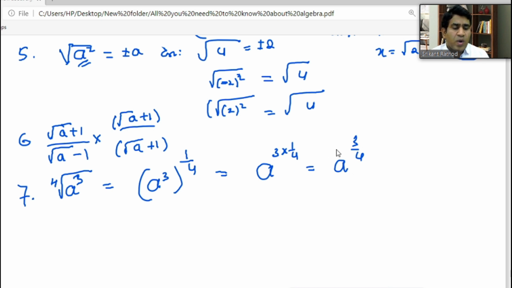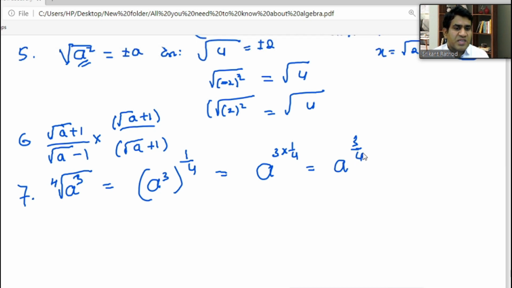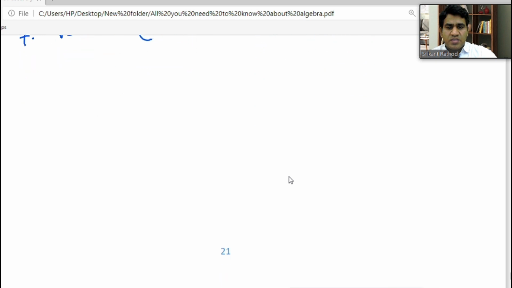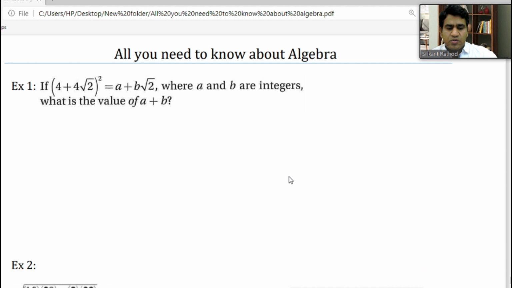So remember, whatever I'm writing in the numerator of this fractional part is the power of the term, and whatever I'm writing in the denominator is basically the root value. This is the fourth root, that's why we got 1 by 4, with 4 as the denominator. So these are the varieties of rules you need to know for appearing in competitive exam questions. So let's see some questions relating to the concepts we discussed. Let's try to solve some examples.